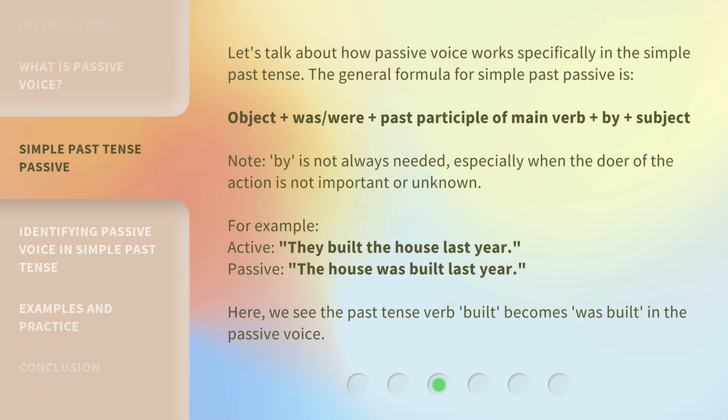For example, active: they built the house last year. Passive: the house was built last year. Here, we see the past tense verb, built, becomes, was built, in the passive voice.